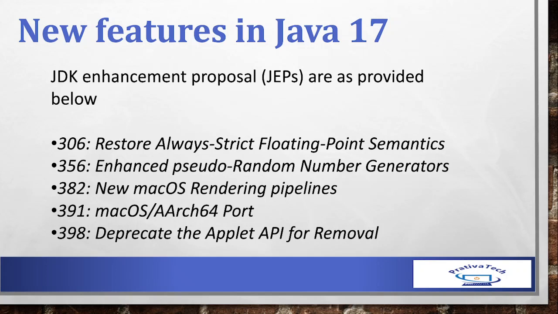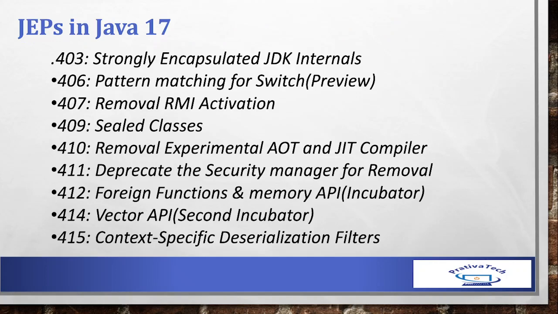JEP 306: Restore always-strict floating-point semantics. 356: Enhanced pseudo-random number generators. 382: New macOS rendering pipeline. 391: macOS/AArch64 port. 398: Deprecate the Applet API for removal. 403: Strongly encapsulate JDK internals. 406: Pattern matching for switch.